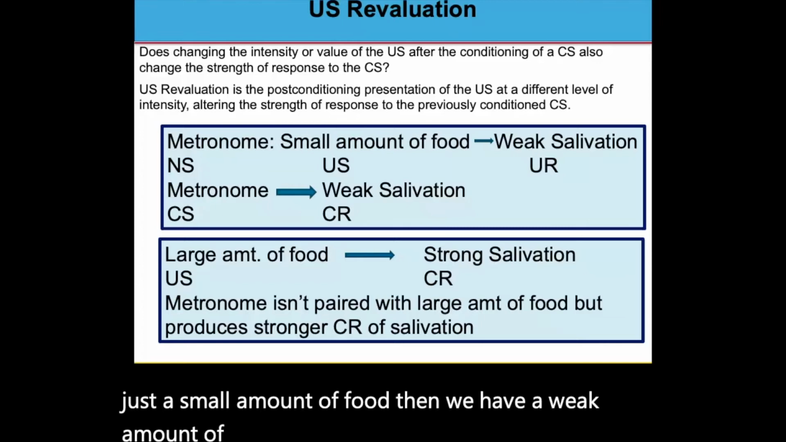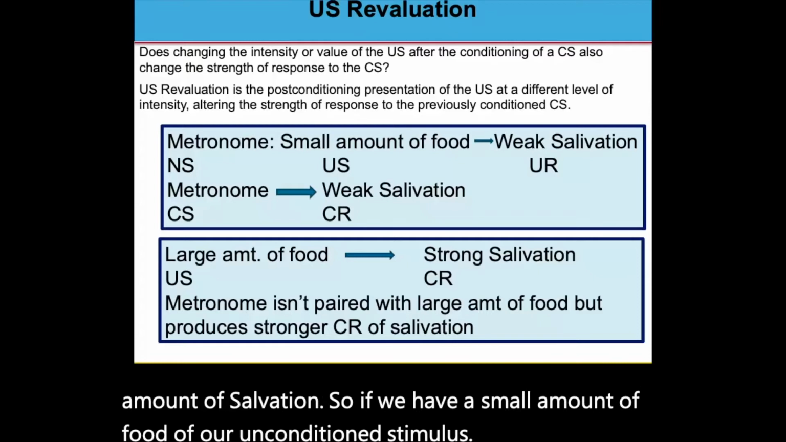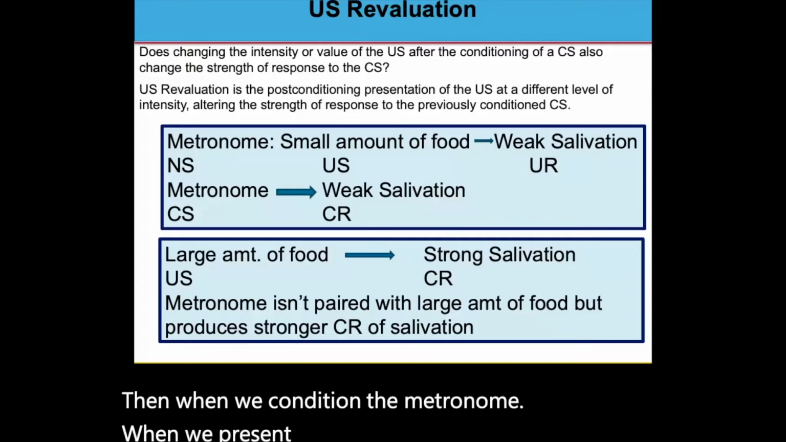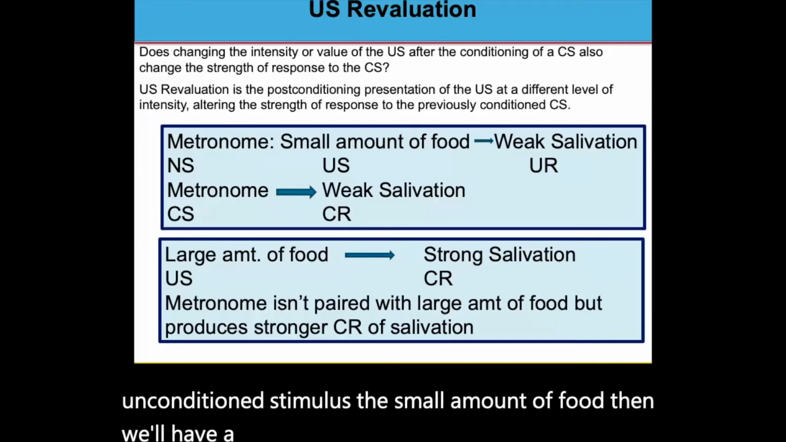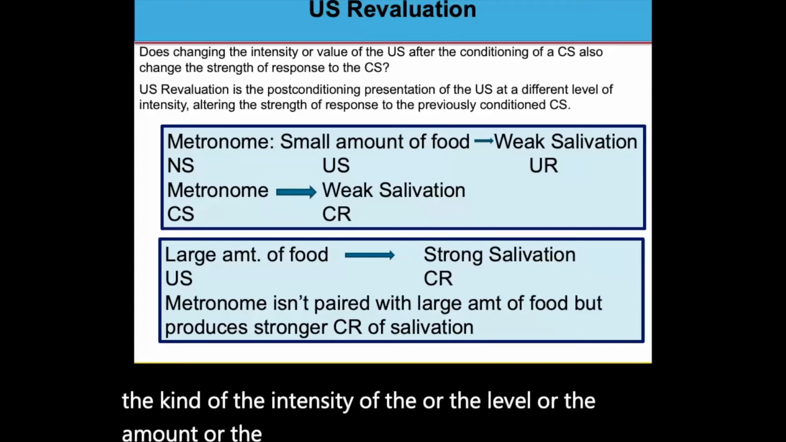So if we have a small amount of food as our unconditioned stimulus, then when we condition the metronome, when we present the metronome without the unconditioned stimulus, the small amount of food, we'll have a weak salivation based upon the intensity, the level, the amount, or the value of the unconditioned stimulus.